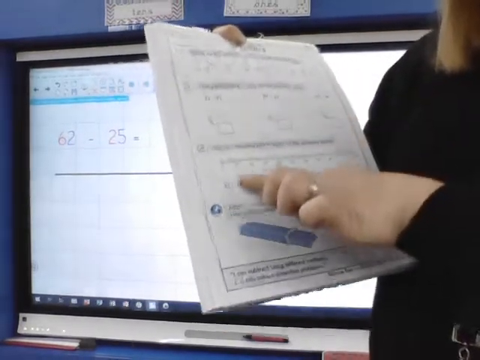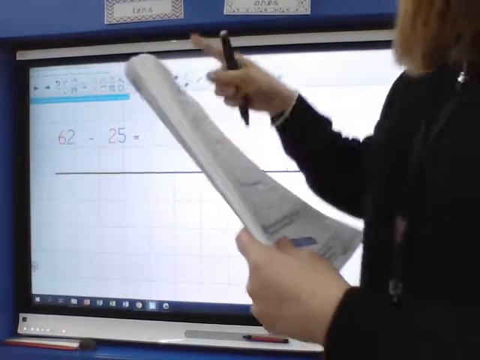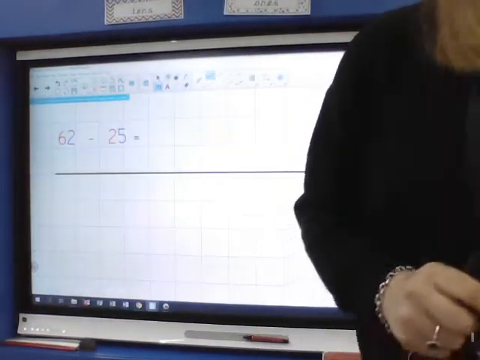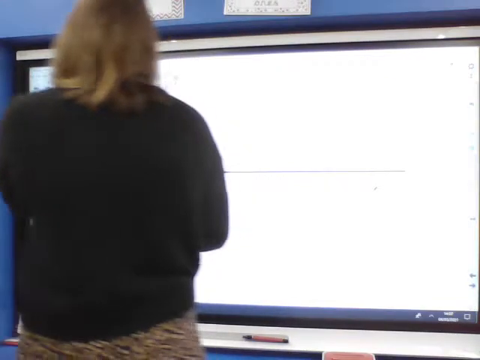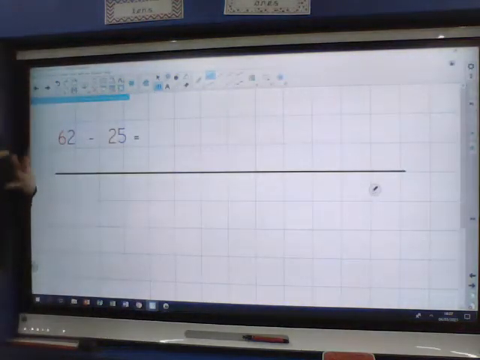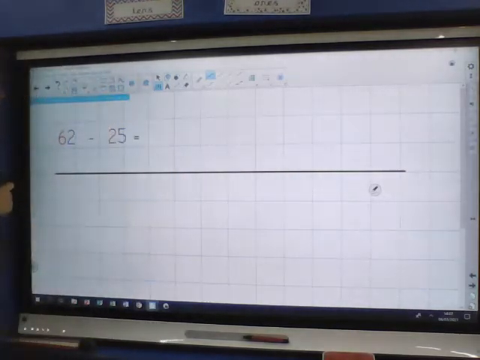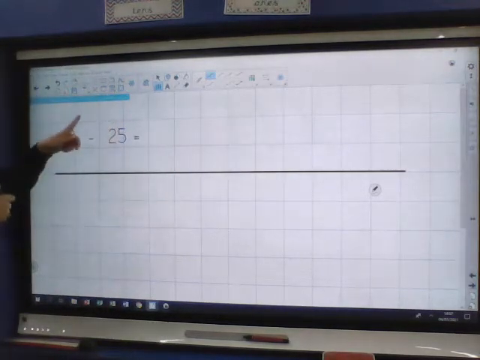So Mrs. Wood's going to show you instead what I would do to help me with those questions rather than using that number line there. So 62 take away 25. So when it comes to your question on the number line, I would like to draw your own number line. Okay. So 62 take away 25.